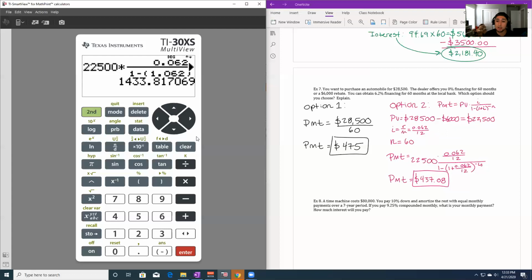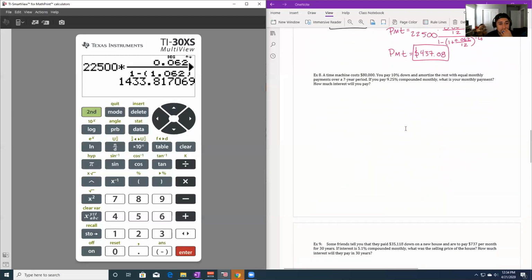Awesome. See, that's why we're here. We can double check it. And of course, you're going to go with option 2. One, you took $6,000 off. Two, you get to finance at a local bank. And three, it lowers your payment. Why not? Awesome. So let's keep moving.